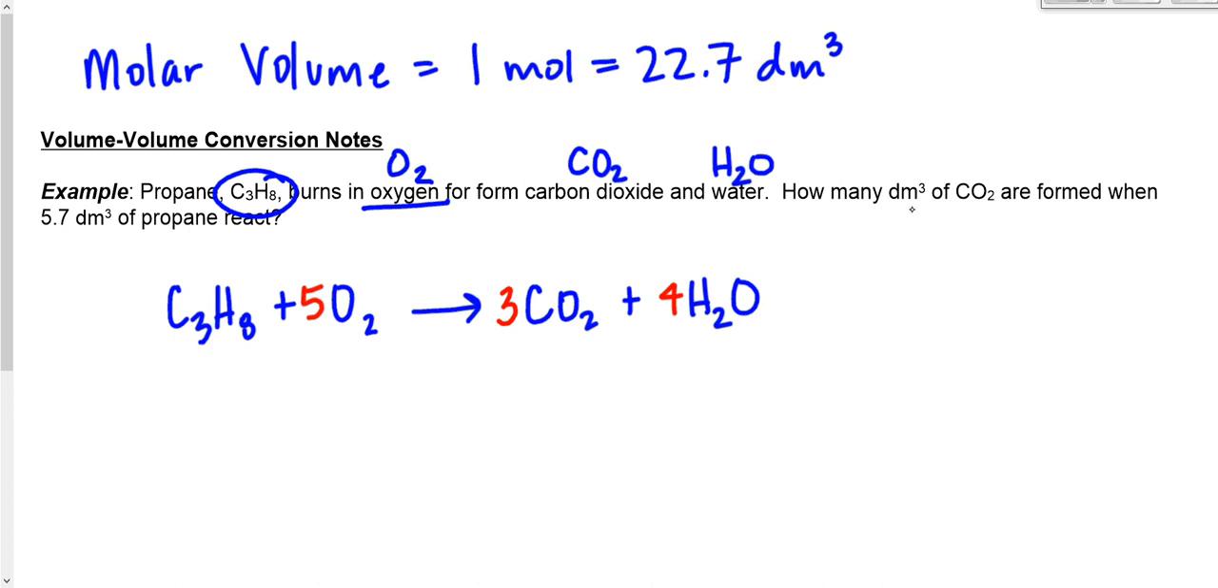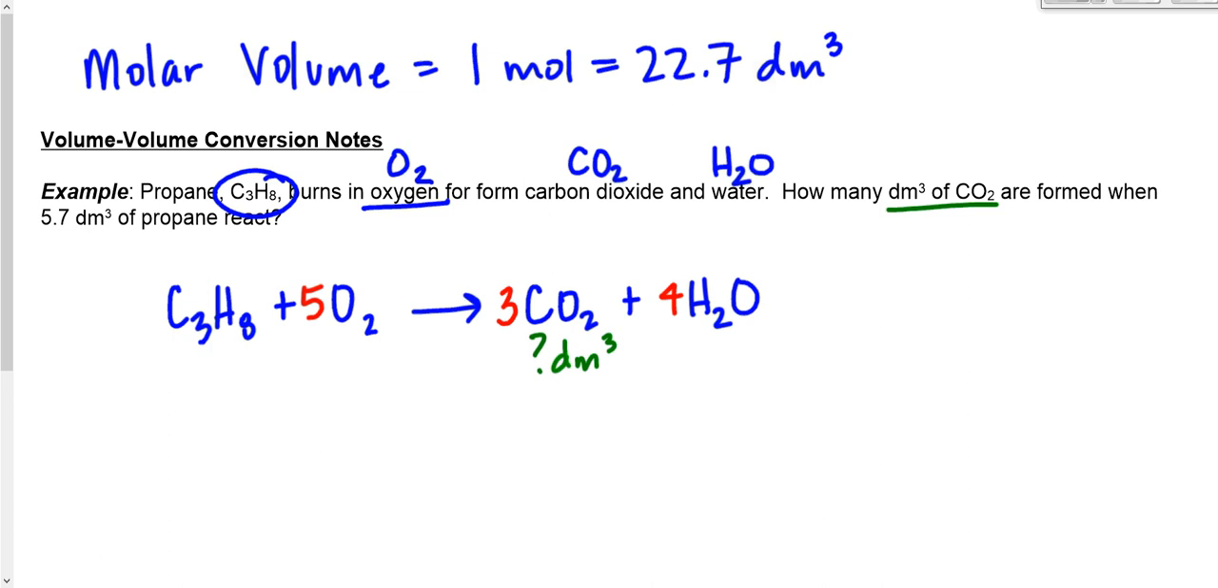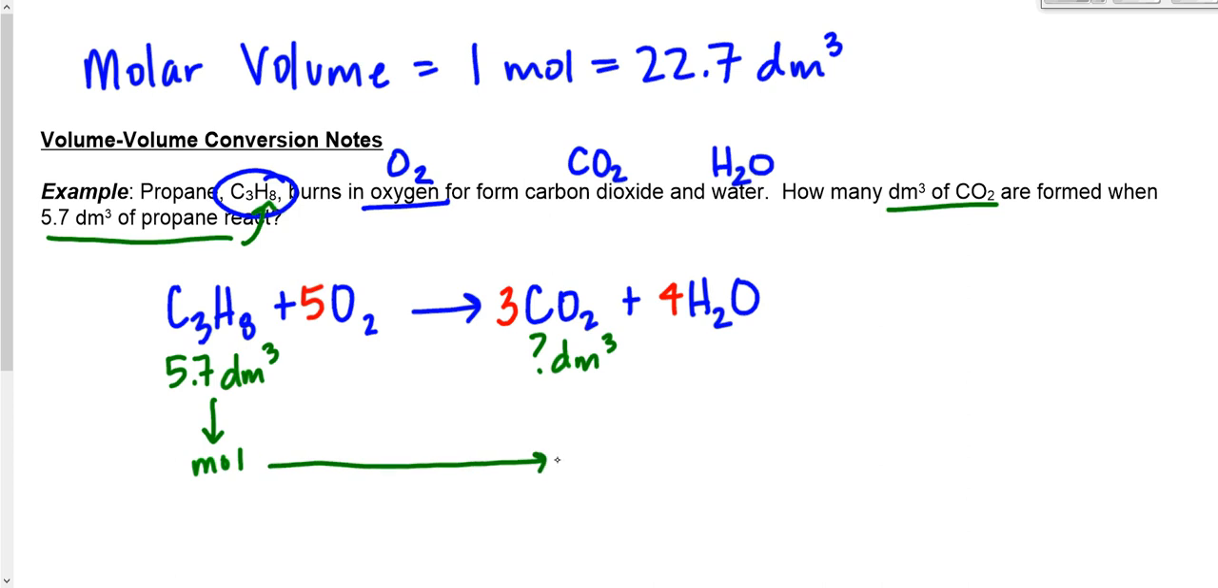All right, so now I'm going to talk about my path here. It says how many decimeters cubed of CO2. So under CO2, that's what I'm trying to find. And it's formed when 5.73 decimeters cubed of propane. Remember, propane is this guy right here. So that's my fuel, 5.7 decimeters cubed. And just like all our other problems, first thing you have to do is convert to moles, because the only time you can change from one substance to another is in the mole unit, because that's what our coefficients are. They are our mole ratios. So moles of the CO2, and then back to decimeters cubed of the CO2.